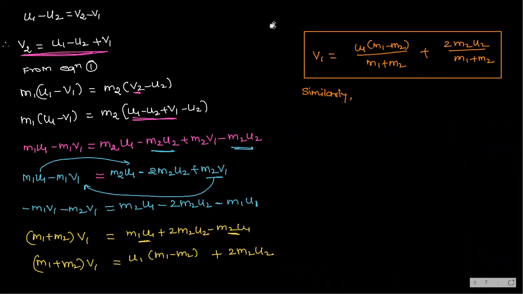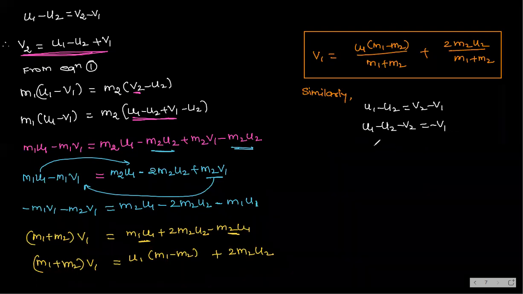See, we have u1 minus u2 is equal to v2 minus v1. Now I want the v1 value, so I am transferring this v1 here. So u1 minus u2 minus v2 is equal to minus v1. Multiply with minus, what will you get? v1 is equal to v2 plus u2 minus u1. Something like this you will get.